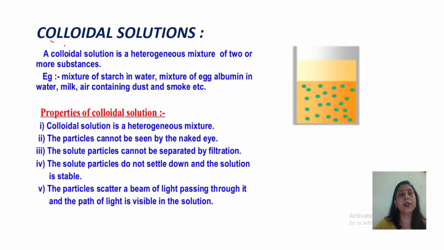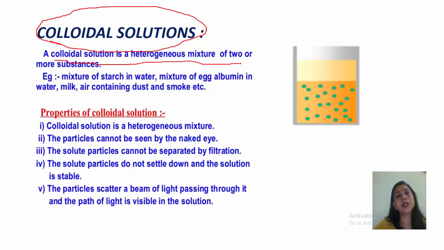Now the next category is the colloidal solutions. A colloidal solution is a heterogeneous mixture of two or more substances. We can say the colloids are in between the true solutions and suspensions. They have some properties of solutions and some properties of suspensions. So it is a heterogeneous mixture of two or more substances.